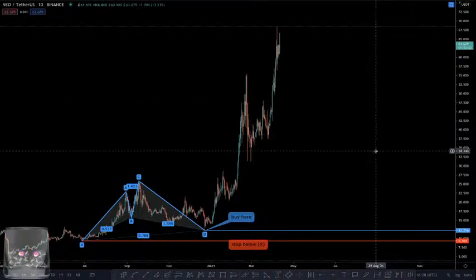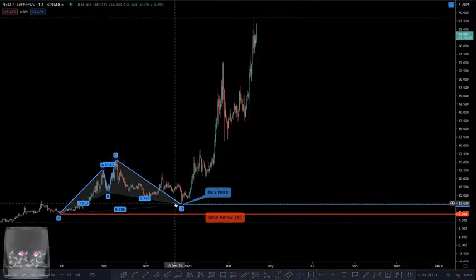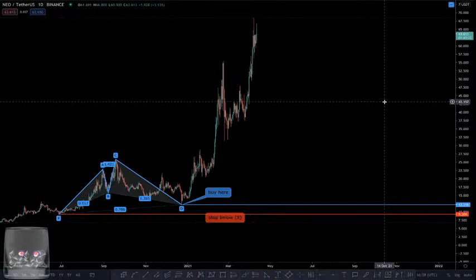Neo, another banger. Go back on Twitter. We alerted Neo right here. It's $13. Neo's $63 right now, people.